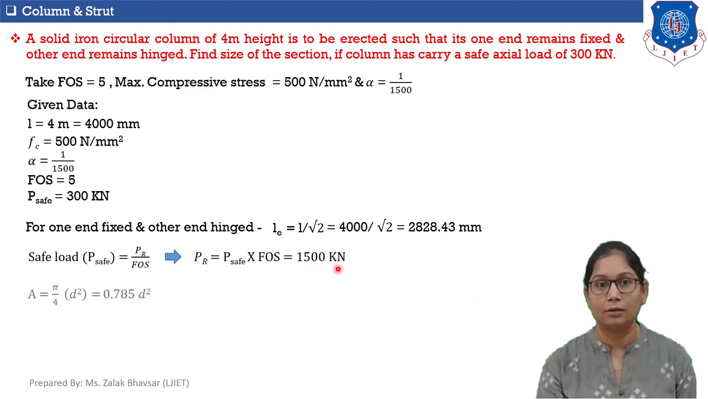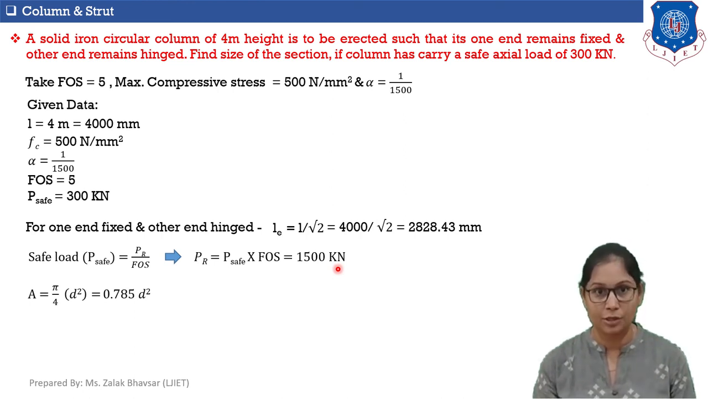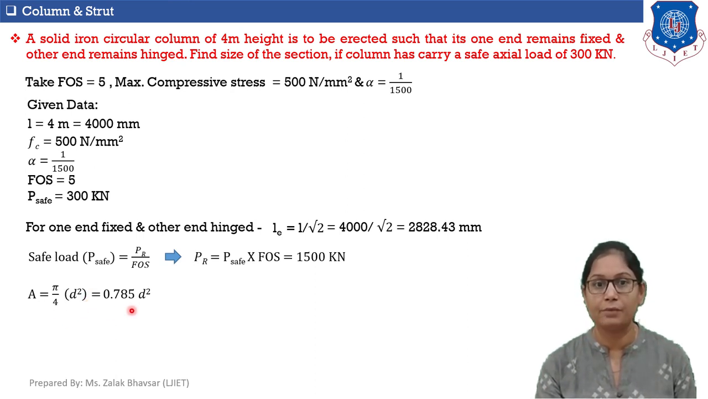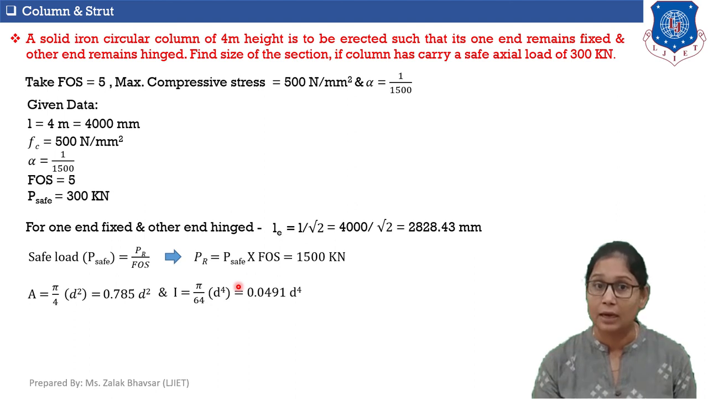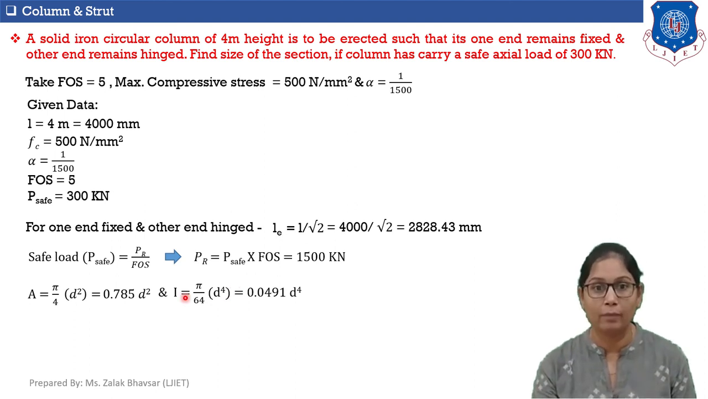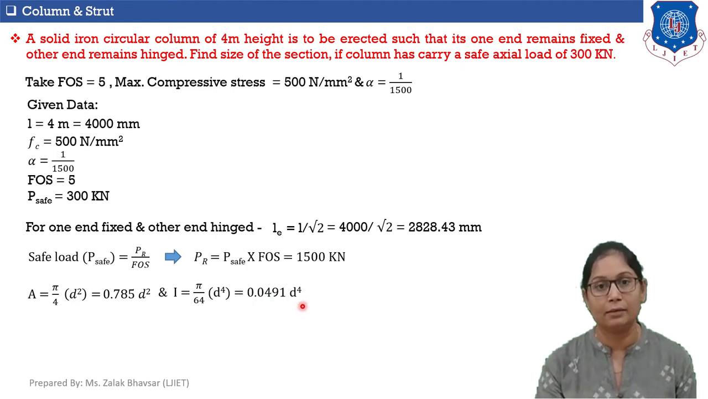Okay, now let's calculate area of the section. Here we need to calculate size of the section, so D will be unknown. So area is equal to pi by 4 D square. So we can say that area is equal to 0.785 D square. Now let's calculate I of the section. I is the moment of inertia of the section, which is pi by 64 into D raised to 4. Again, D is unknown, so moment of inertia is equal to 0.0491 D raised to 4.